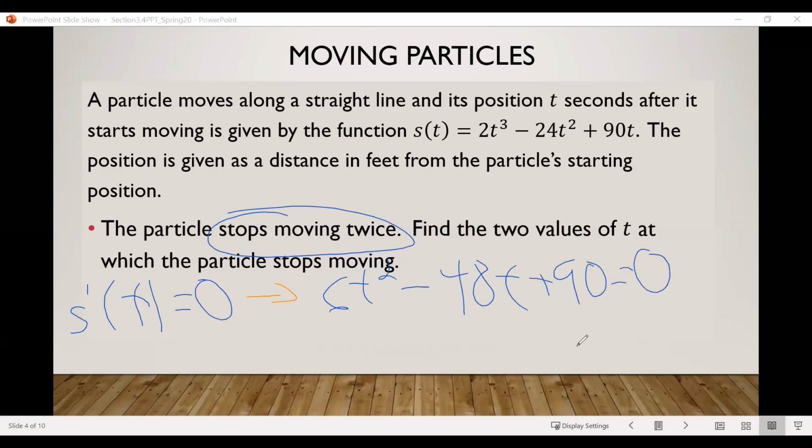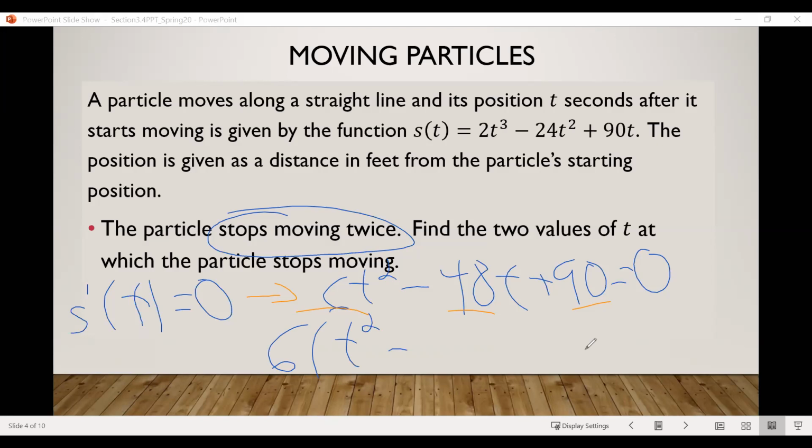And so what we'll do is we'll take our derivative function, which is 6t squared minus 48t plus 90, set that equal to 0. Now here we have a quadratic equal to 0, so there's a couple of different ways we could solve that. We could use the quadratic formula, or I noticed looking at this that all three of these terms are divisible by 3. I think they're all also divisible by 6.